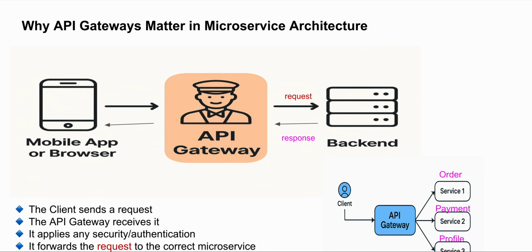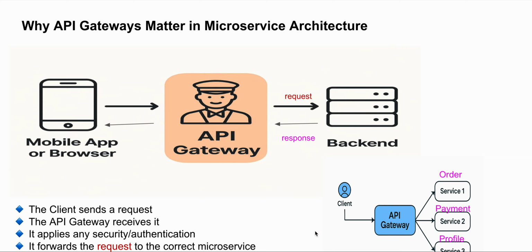Now we will see the system level architecture, like how in a real system the API gateway comes into the picture. You can see here the client sends a request to the API gateway. Basically a mobile application or browser is your client and it is sending the request to the API gateway. The API gateway will receive that request, then apply any security or authentication on top of it, and then forward the request to the correct microservice.